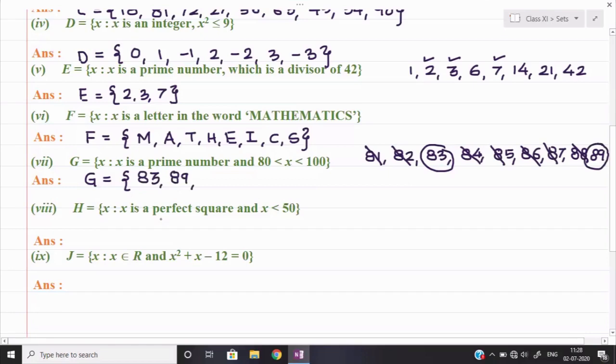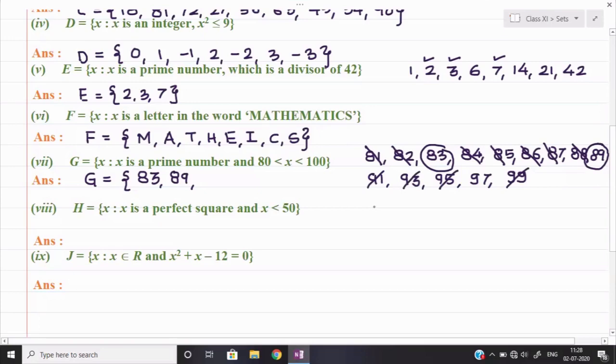Now listen to it orally. Suppose I write down from here 91. See, even numbers I am not taking because all even numbers will not be prime except 2. So 95, 97 and then 99. Right? Now 91 is divisible by 7 as well as 13. 95 is divisible by 5. 99 is divisible by 3.